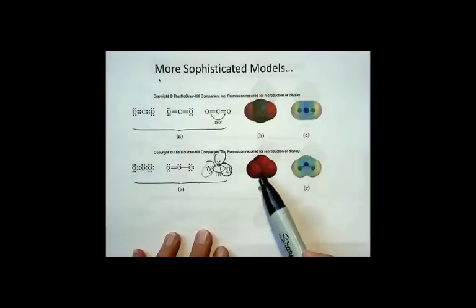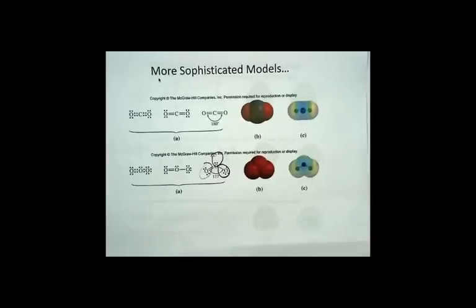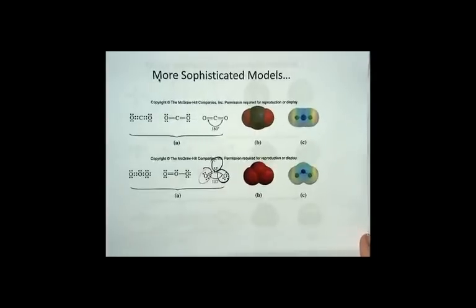Here's a space filling model. All the atoms are the same, but they're not linear. They're bent. And then here's the electron distribution model. Okay, so what we've done for ourselves here is we've gotten a more sophisticated look at compounds.